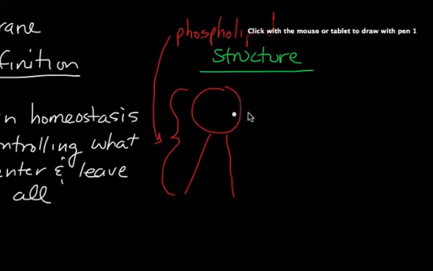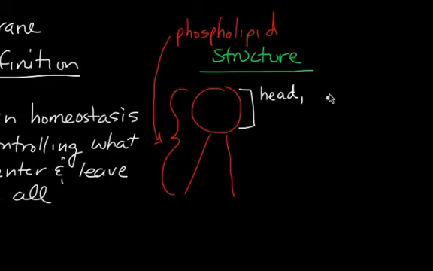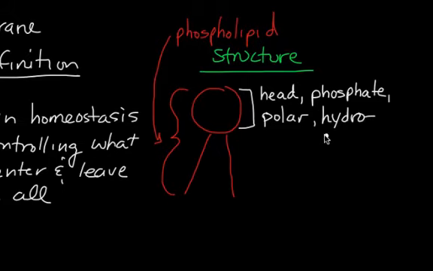Now, my phospholipid bilayer is named such because of the actual components of this phospholipid. So the first component is this guy right here, which is the head, and the head is made up of a phosphate, and my phosphate happens to be polar. And because it's polar, it has a very similar characteristic to water. So it actually loves water. So we're going to call this part hydrophilic, meaning water loving. It loves to be around water.